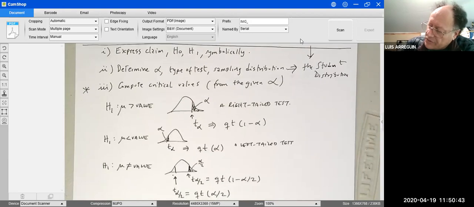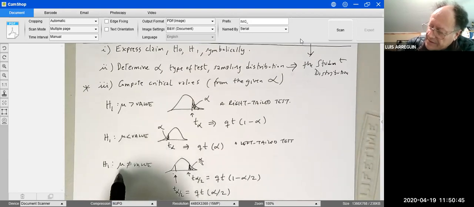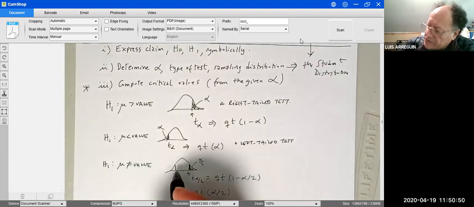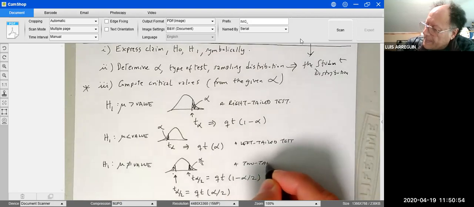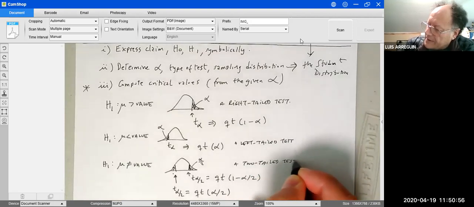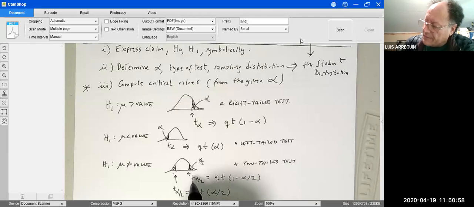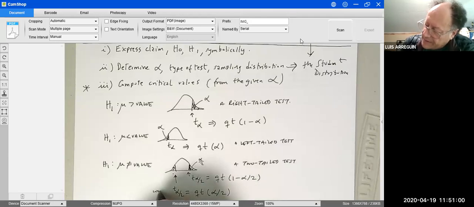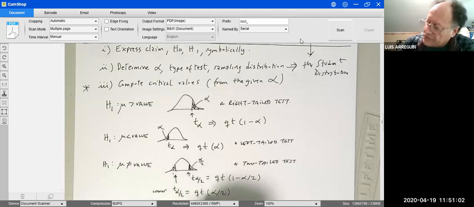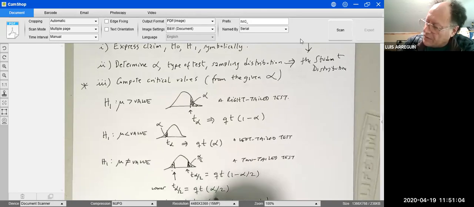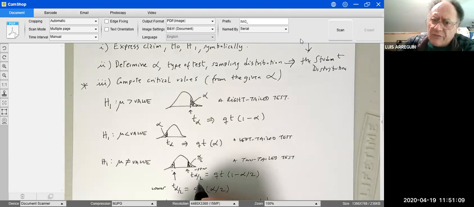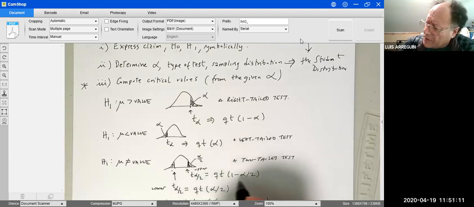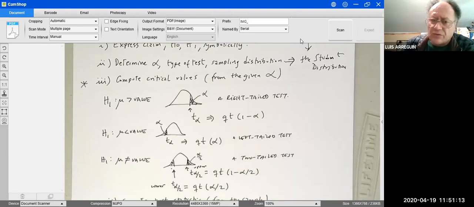Then you might also have that the alternative is written as a parameter different from a value. In this case, you have a two-tailed test. And for that, you're going to need to compute two critical values. One is the lower t alpha over 2, obtained by using qt of alpha over 2. And the other one is the upper t alpha over 2, which is just qt of 1 minus alpha over 2.